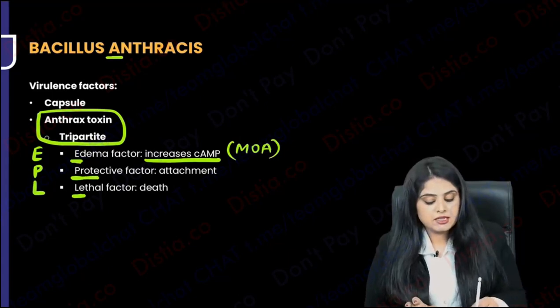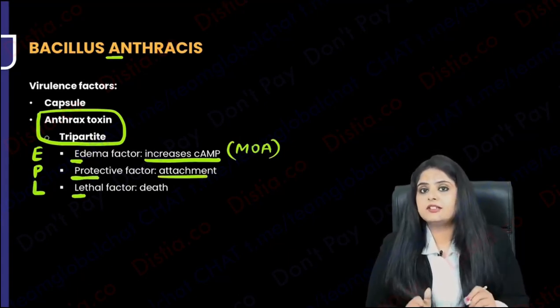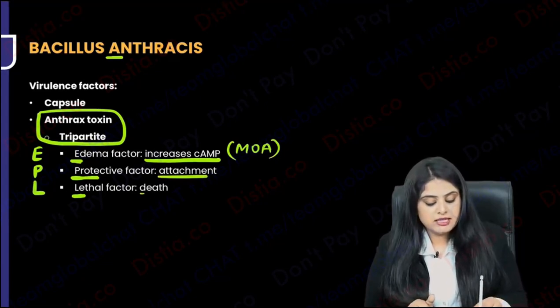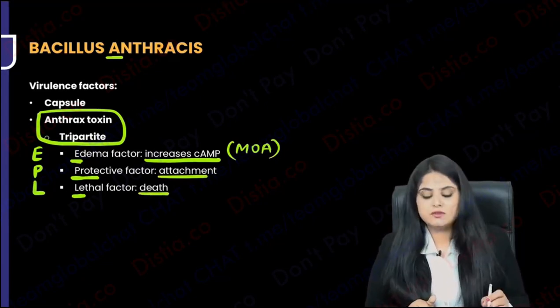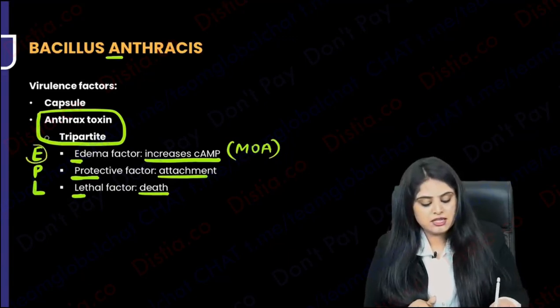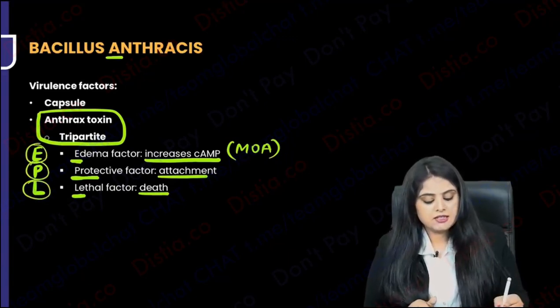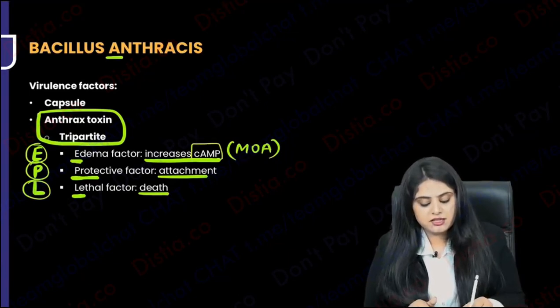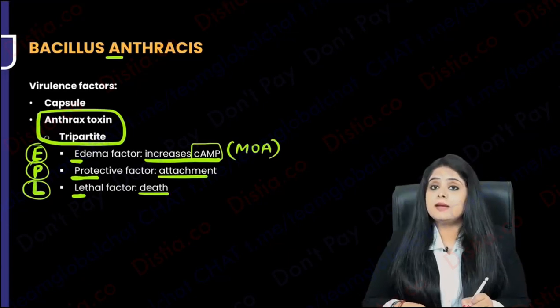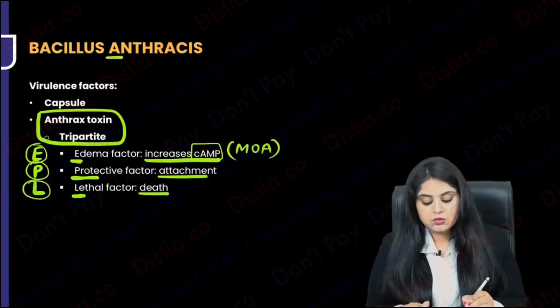Protective factor, how does it protect? It helps in attachment of the bacteria, that is why it's protective. And how is it lethal? Lethal factor, of course, will cause death of the cells. So as I said, English Premier League: edema factor, protective factor, lethal factor, and the pathway activated is cyclic AMP. So let's go on to the disease.